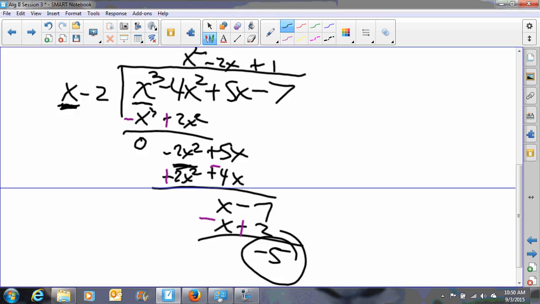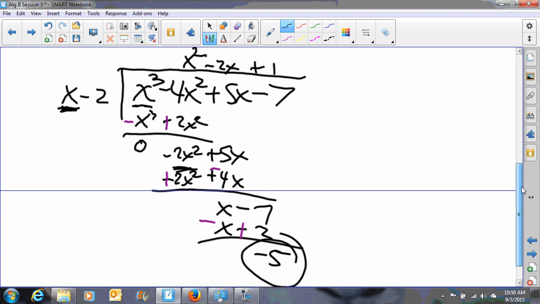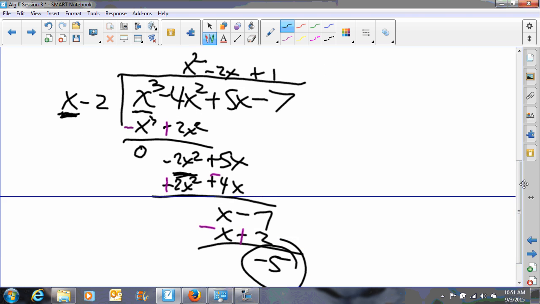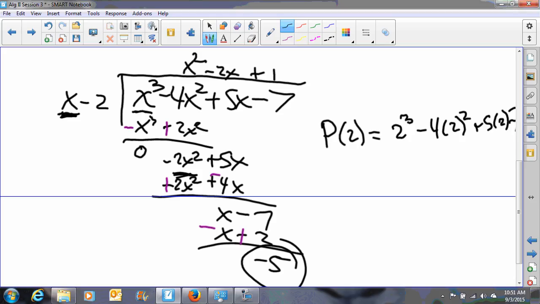Now, the other part of the theorem says that's the same thing as p of c, or in this case, p of 2. So what we're also going to do is figure out what p of 2 is. p of 2 is, what is it? Well, it's going to be 2 cubed minus 4 times 2 squared plus 5 times 2 minus 7.